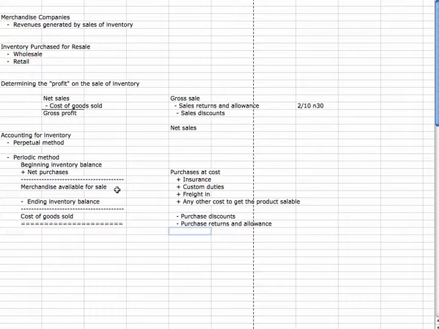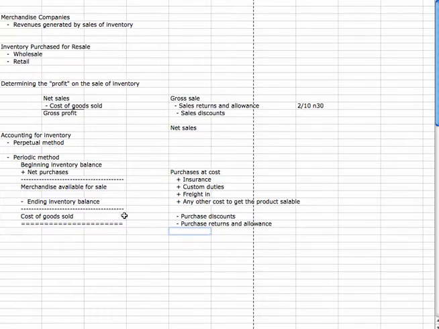that's all the stuff that we have available to sell to our customers throughout our period. Now, when we know how much merchandise is available for sale, only two things can happen with that inventory. Either we sell it or we keep it at the end of the period to be moved over into the next period. So in other words, it will either be sold as cost of goods sold or it will remain in inventory as our ending inventory balance. So when we take our merchandise available for sale minus our ending inventory, we get cost of goods sold.